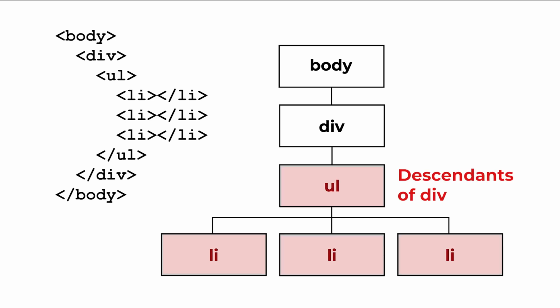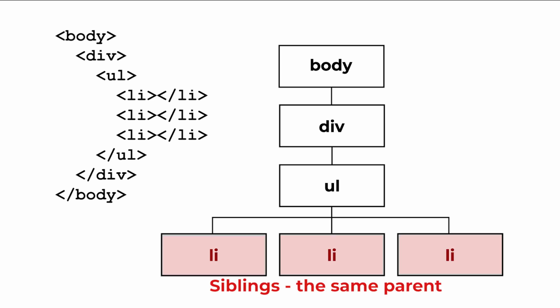Next, we have descendant. In the example we're going to use, the descendants of the div are the unordered list and all the list items. Next, parent and child. The div is the parent to the UL, and the UL, unordered list, is the child to the div. Next, siblings. Siblings share the same parent, and in this example, the list items are all siblings.